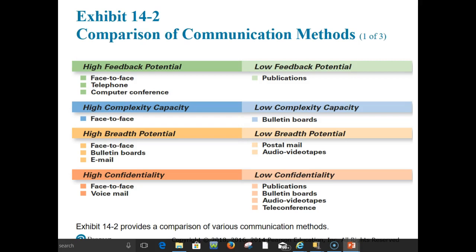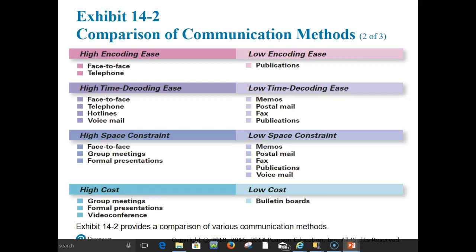High complexity capacity. That's face-to-face. Low complexity capacity. Bulletin boards. High breadth potential. Face-to-face. Bulletin boards. Email. Low breadth potential. Postal mail. Audio videotapes. High confidentiality. Face-to-face. Voicemail. Low confidentiality. Publications. Bulletin boards. Audio-videotapes. Teleconference.